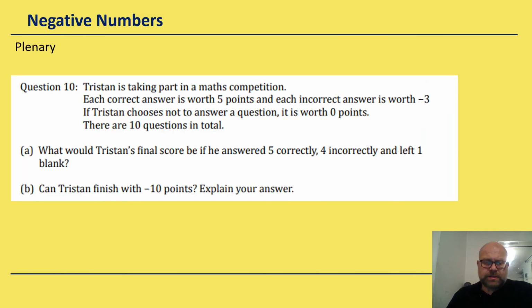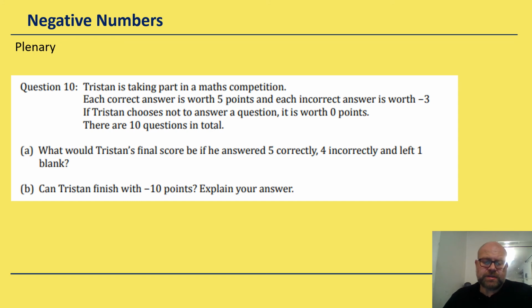Finally, this little plenary. Okay, so Tristan is taking part in a maths competition. Each correct answer is worth 5 points, and each incorrect answer is worth -3 points. If Tristan chooses not to answer a question, it will be worth 0 points. There are 10 questions. What would Tristan's final score be if he answered 5 correctly, 4 incorrectly, and left 1 blank? So I want you to think about that. Think about how you would work that out.